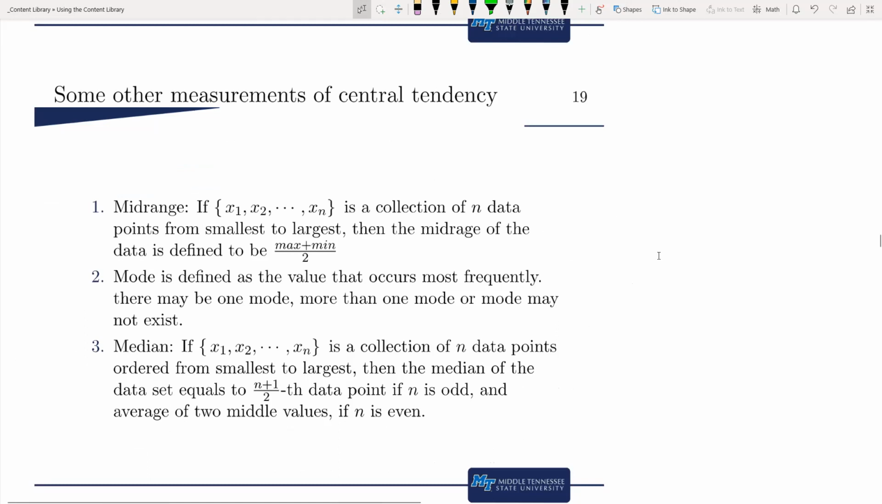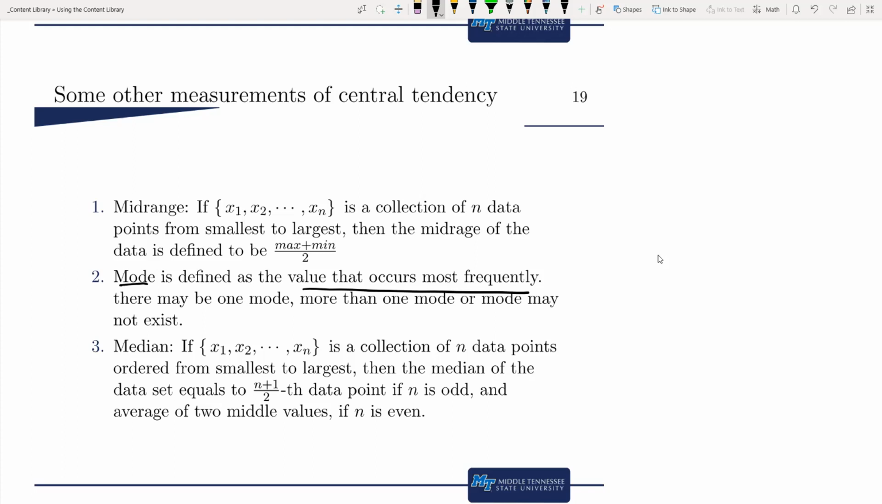So what we discussed so far is called the expected value, the long run average. Now, there are some other measures we can use to measure central tendency. One is called the mid-range. The mid-range is calculated using the maximum and minimum divided by 2. Another one is mode. It is defined as the value that occurs most frequently.